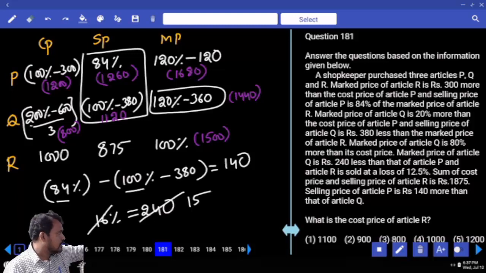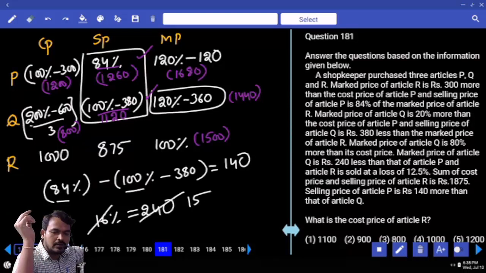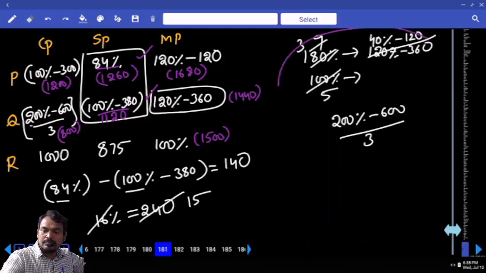Actually, without writing Q also we can get the answer. Because here the relation between the selling price of P and the selling price of Q is already given, we directly take those two statements. We get the 1% value, substitute the 1% value, and after that we get the Q cost price and P market price without solving this one also.